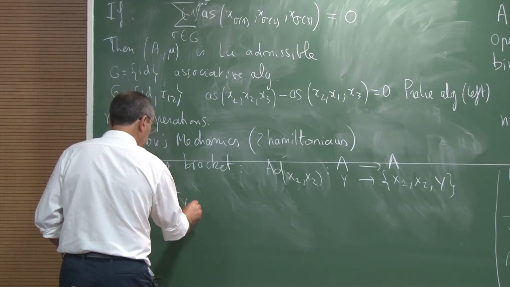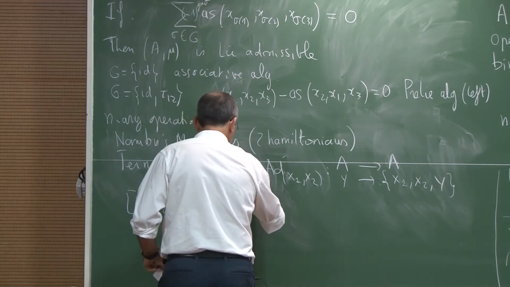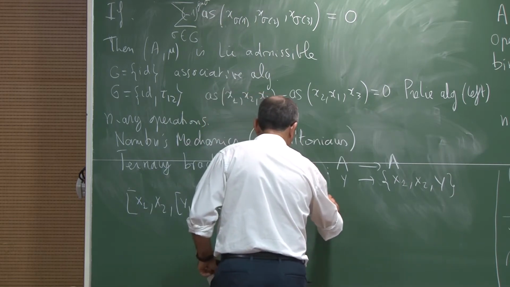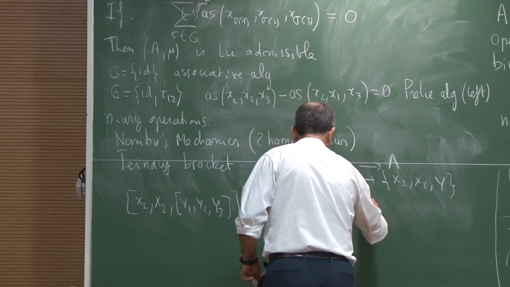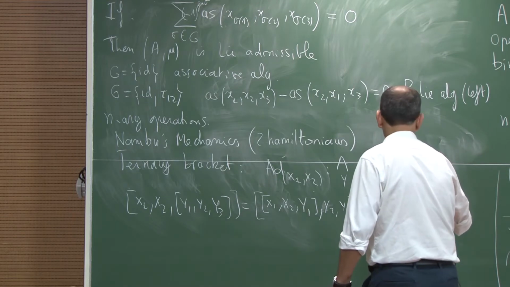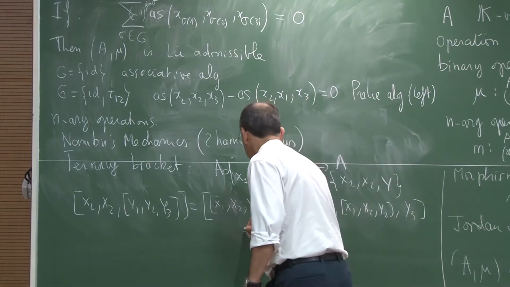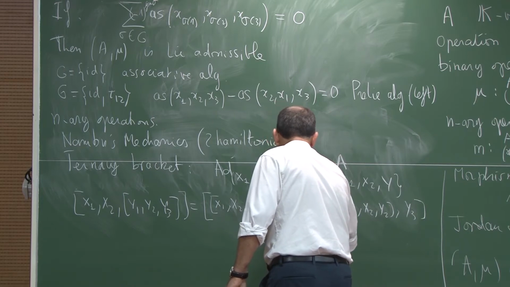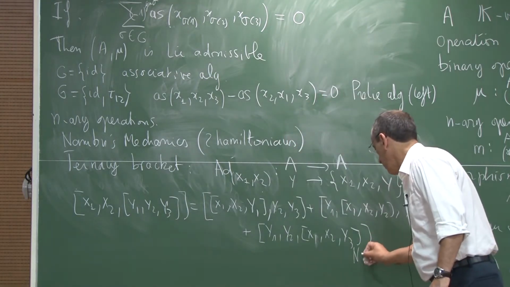We act on y1, y2, y3. Bracket on y1, y2, y3 should equal bracket of x1, x2, y1 plus bracket of y2, y3 plus bracket of y1, x1, x2, y2, y3 plus bracket of y1, y2, x1, plus bracket of x1, x2, y3. This is what we call Nambu identity.